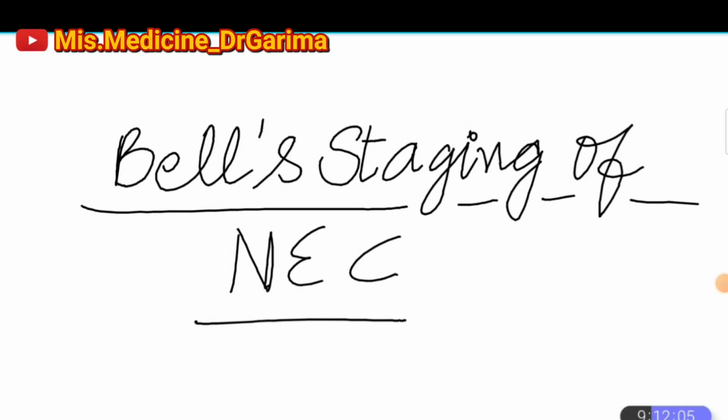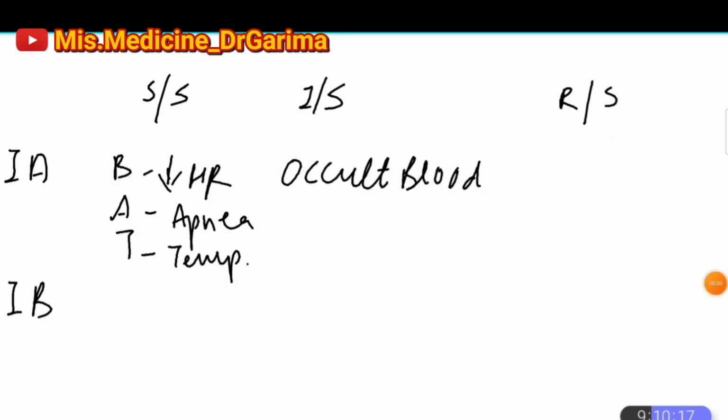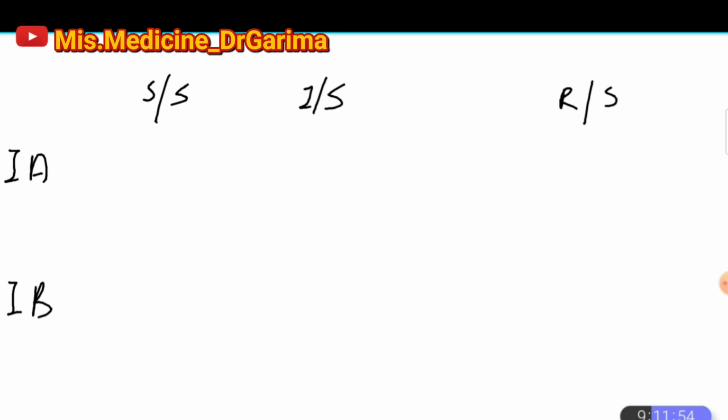In this video we will discuss Bell's staging of NEC, and this is a very easy topic but always asked in exams and a very important topic. So let's get started. NEC means necrotizing enterocolitis. We have 6 stages, mainly 3 stages, and each has 2 parts: 1A, 1B, 2A, 2B, 3A and 3B. We will discuss from the first sign, which is systemic signs, then intestinal signs, and then radiological signs. So let's get started. First one is 1A.